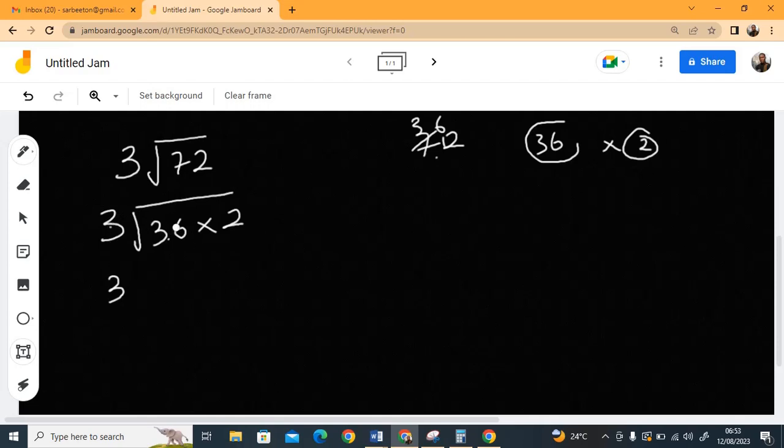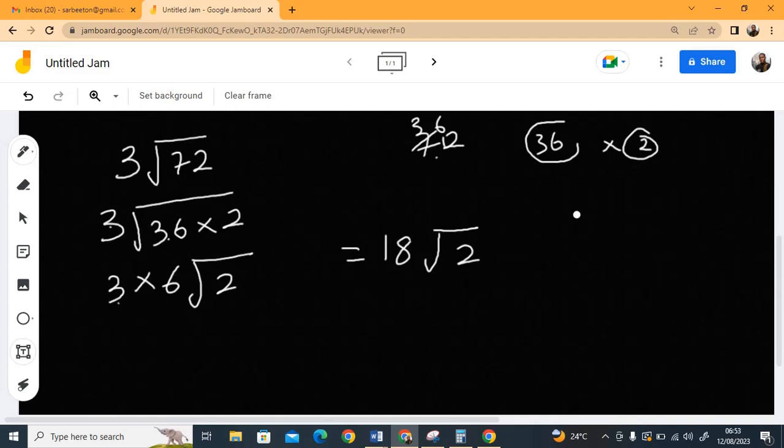This number that is outside, the square root of 36, which is 6, will now be 3 times 6. Then you are left with what? Root 2. So 3 times 6 is what? 18 root 2. So this is how this particular one works.